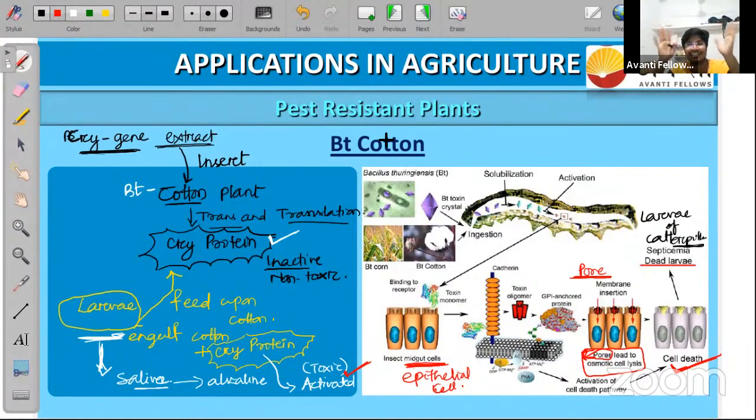Okay, few things are toxic because of the presence of chemicals, but here we need not go in depth into why it is so toxic. Just remember this one: these cry proteins, the crystalline proteins, are toxic. Okay Shivraj, okay.